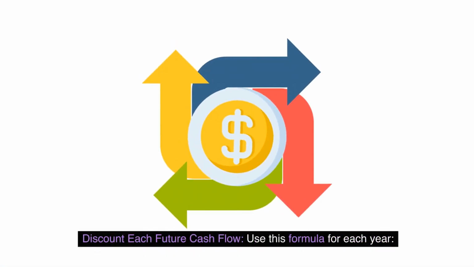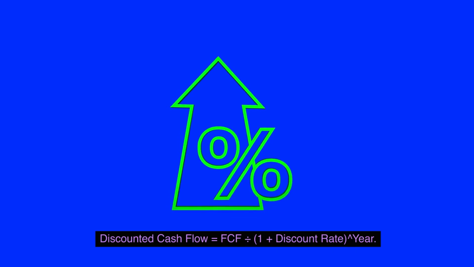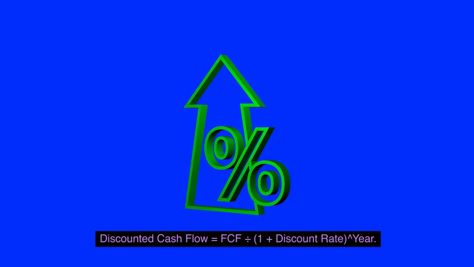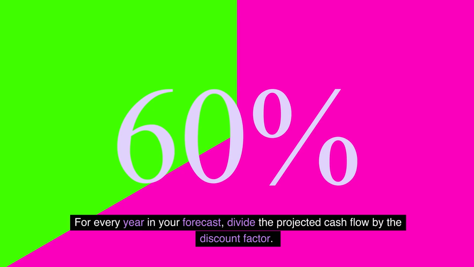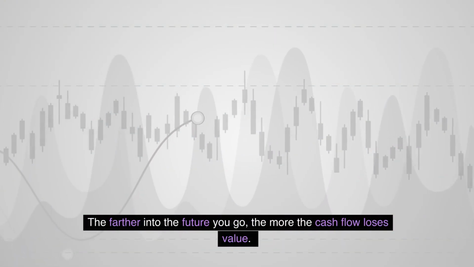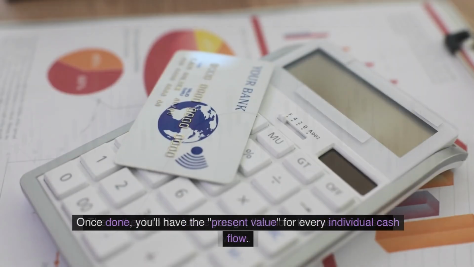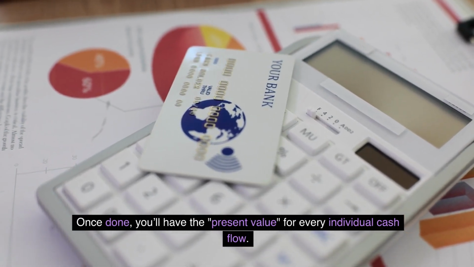Discount each future cash flow. Use this formula for each year. Discounted cash flow equals FCF divided by 1 plus discount rate, to the power of the year. For every year in your forecast, divide the projected cash flow by the discount factor. The farther into the future you go, the more the cash flow loses value. Once done, you'll have the present value for every individual cash flow.